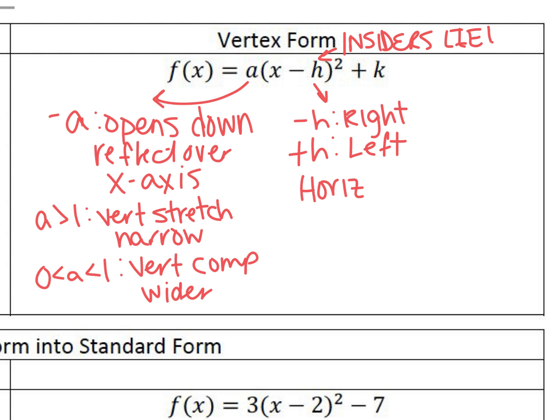It's a left-right movement. We talked about K. This is a vertical movement, right? And it does exactly what it says. Positive is up, negative is down.